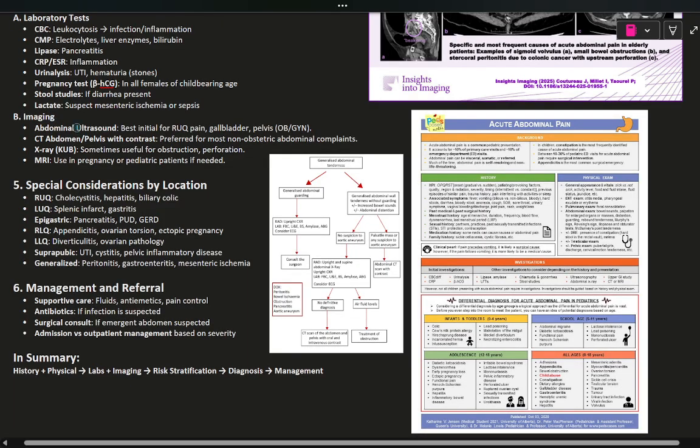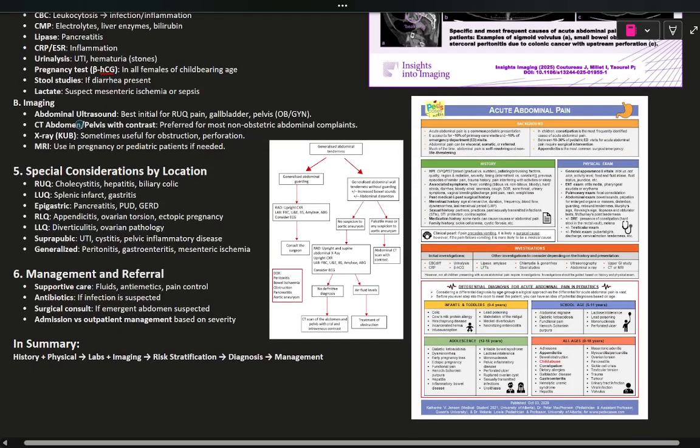And then for imaging, it's good to do an abdominal ultrasound, especially when a patient presents with right upper quadrant pain, gallbladder problems, or some pelvic pain. And then your CT of the abdomen or pelvis with contrast can be preferred for most non-obstetric abdominal complaints. X-ray is useful for assessing obstruction or any perforation.